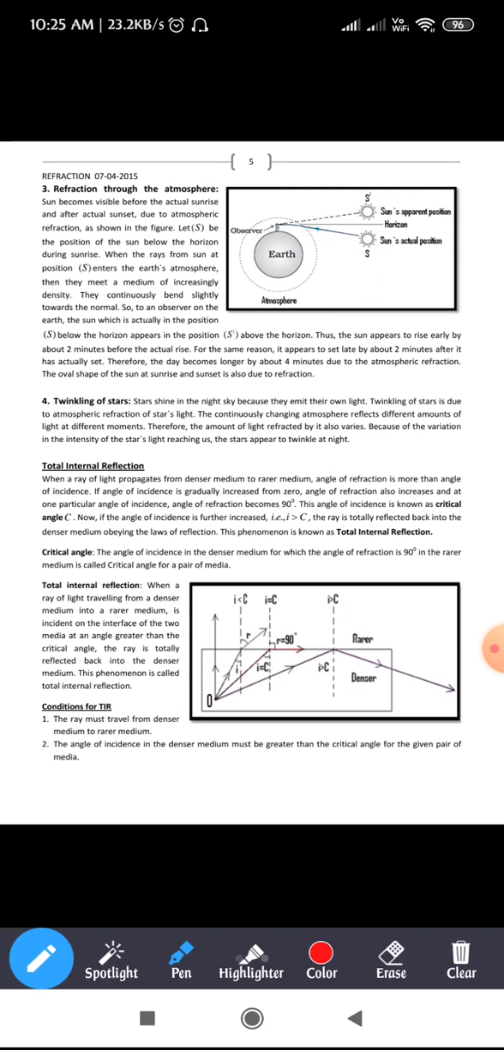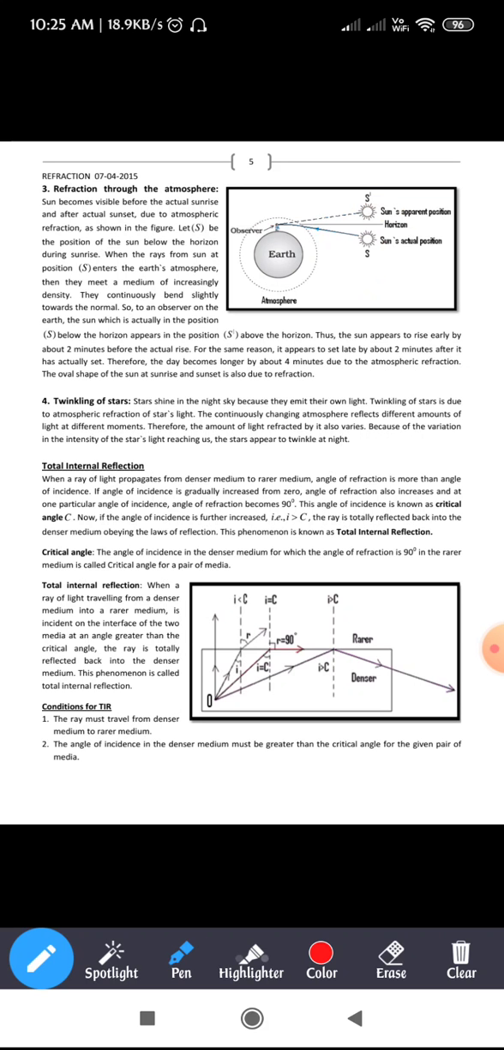For the same reason, even during the sunset, even though the sun has already set, for us it appears like the sun has not set actually. So for this reason we say that the day is longer by 4 minutes compared to the night. So this is due to the refraction through the atmosphere.